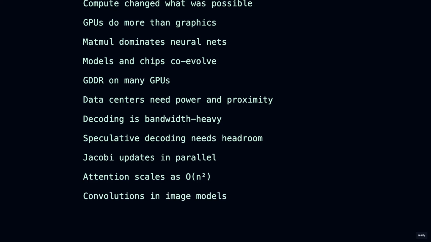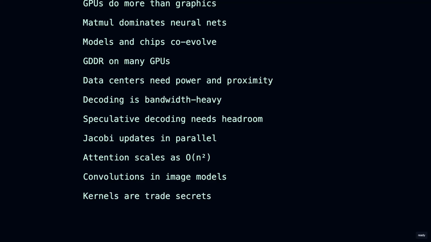Not every model is transformer-based. Image generation systems like Stable Diffusion still rely heavily on convolution operations, so their optimization priorities can look different. Custom kernels can be a major competitive advantage because they reduce both latency and cost. For many companies, that implementation detail is valuable intellectual property.